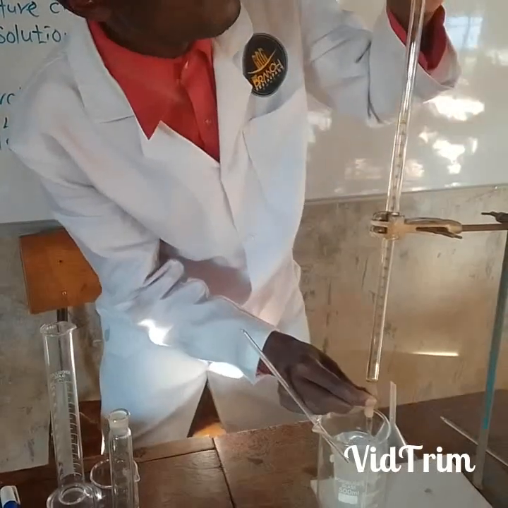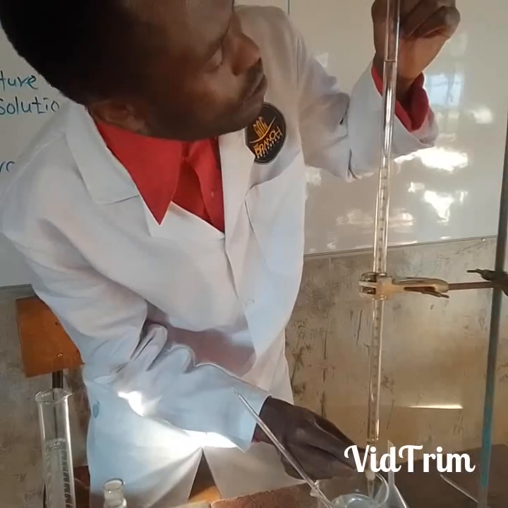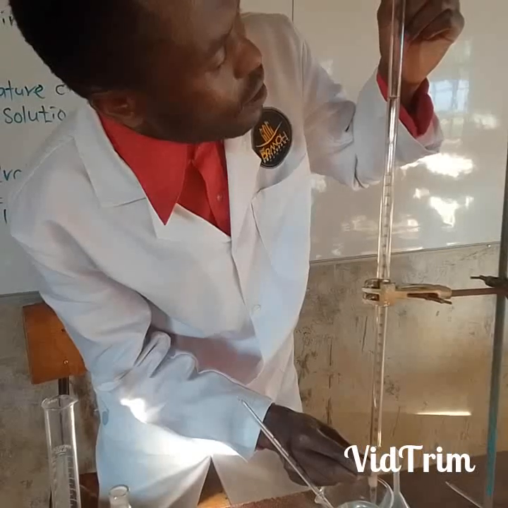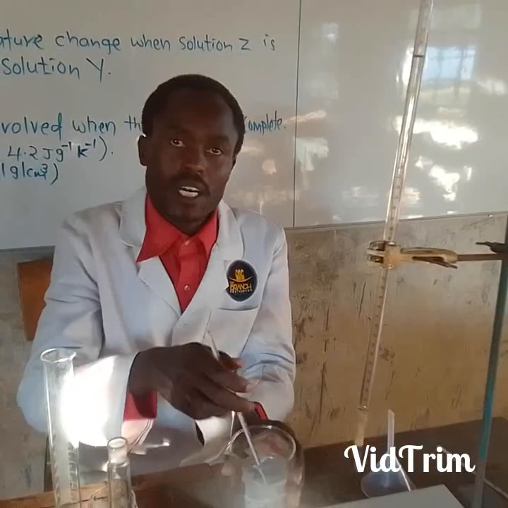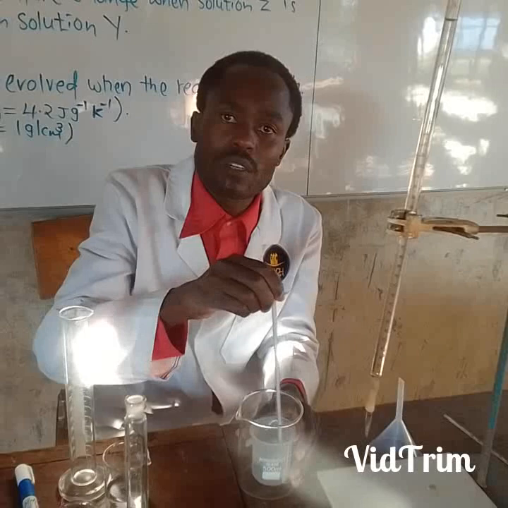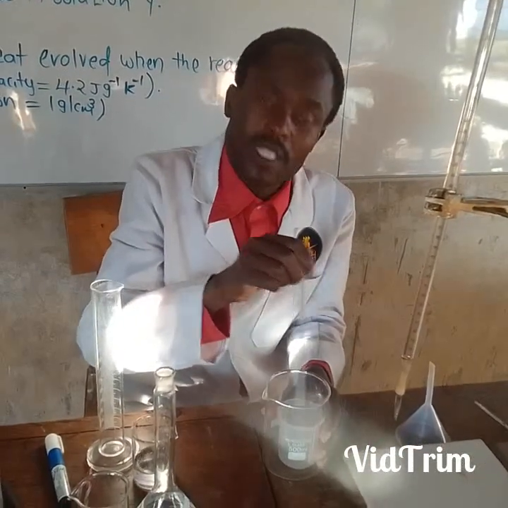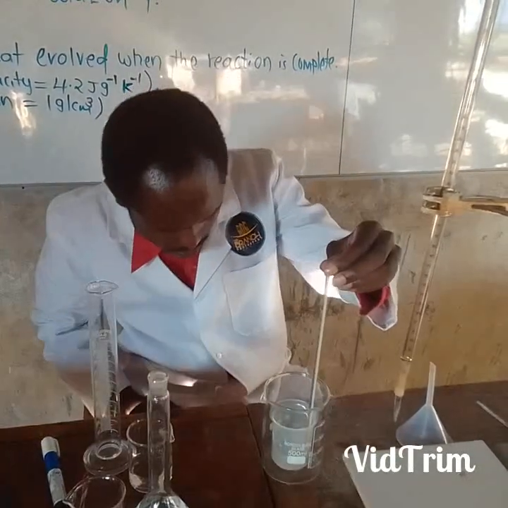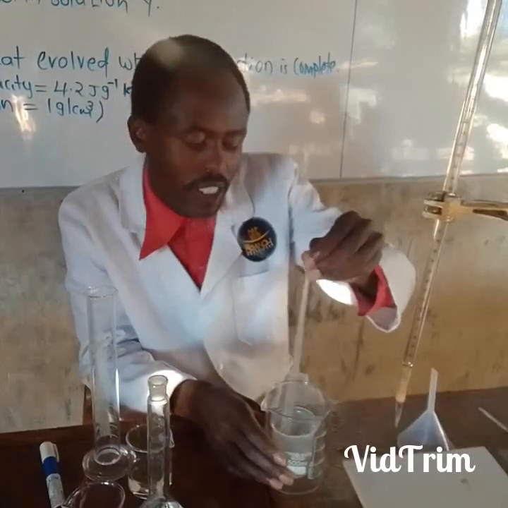Let us go. Then from 12 I move to 16. I'm adding 4. That is 14, 15, 16. Then I again start using the thermometer and record the highest temperature reached. And remember, the thermometer should not be removed from the solution. Don't remove the thermometer. Let the thermometer remain in the solution. It's still moving, still increasing.